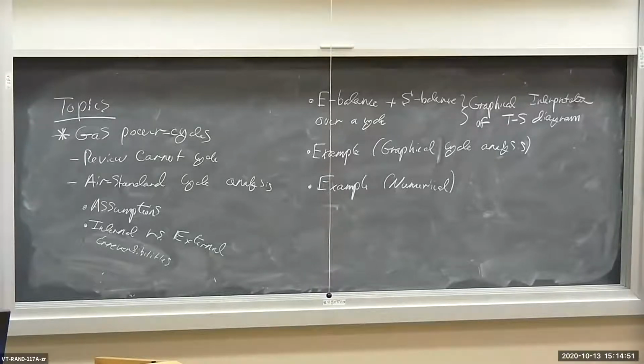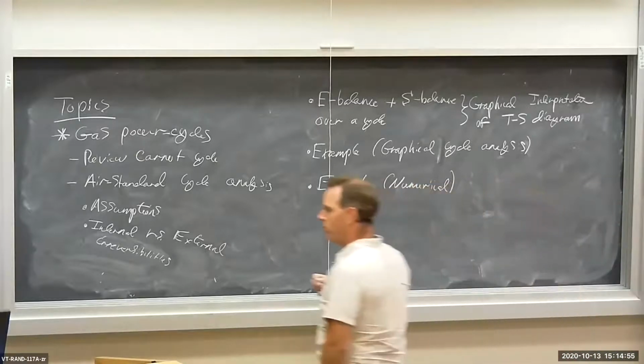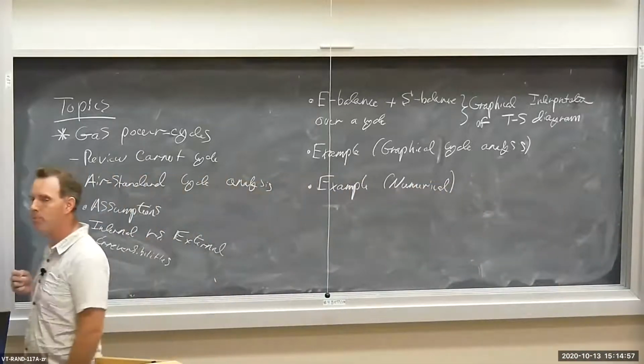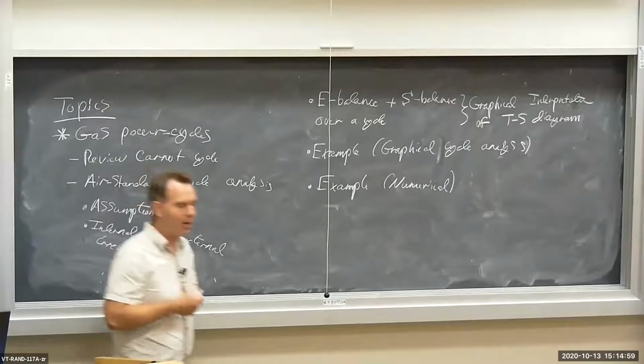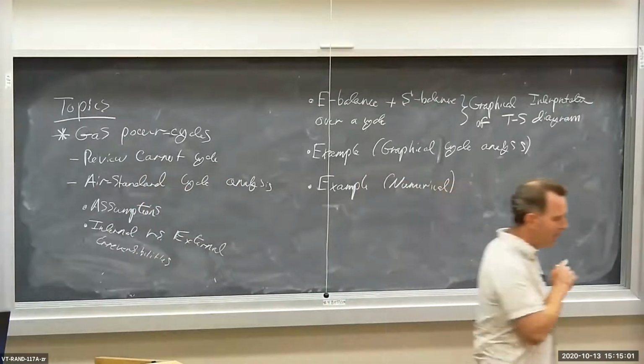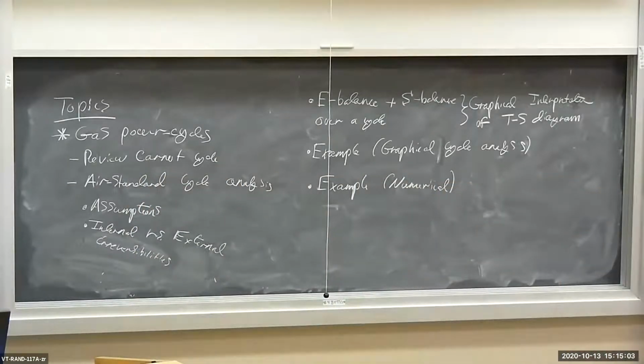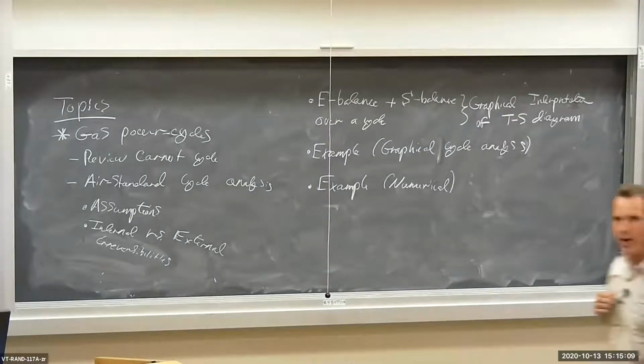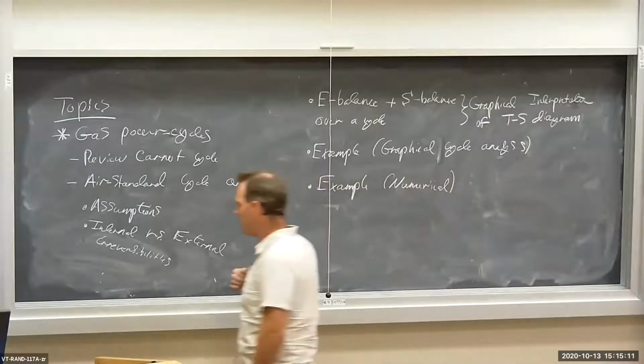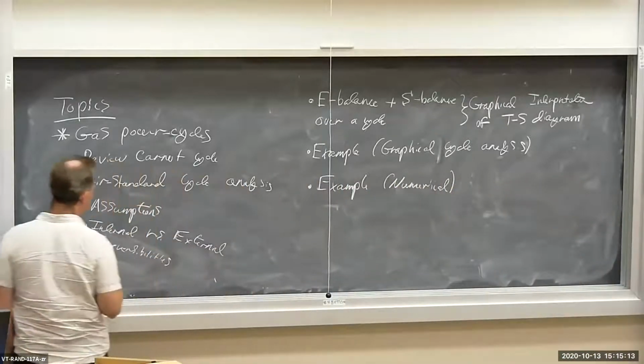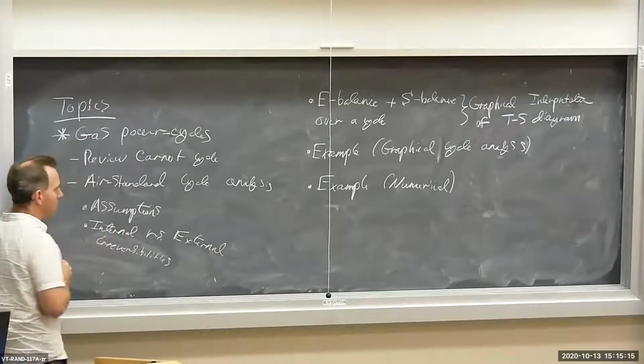Remember, the Carnot cycle is reversible. So the Carnot cycle doesn't result in any entropy generation. It's a completely reversible cycle. The cycles we're going to look at today are not reversible cycles. They have irreversibilities occurring somewhere. And so we need to talk about internal versus external irreversibilities.